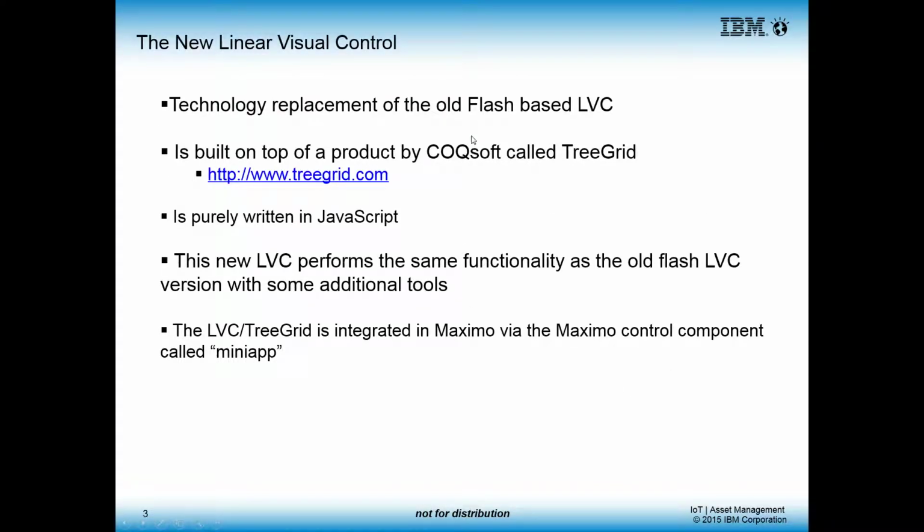The new linear visual controller is basically a technology replacement of the old flash-based linear visual control. It's built on top of a product called Tree Grid, and I have the link there for you. Everything is purely written in JavaScript, so we took out Flash and totally replaced it with JavaScript. So it performs the same. The new linear visual controller still performs the same functionality as the old one does, with some additional tools added to it. The new linear visual controller is integrated in Maximo via a Maximo control component called MiniApp.